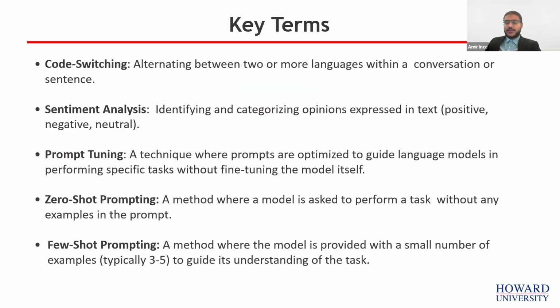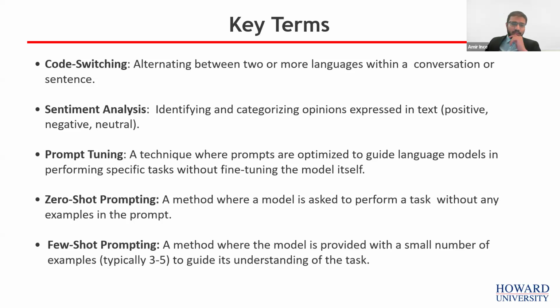Code switching is alternating between two or more languages within a conversation or sentence. Sentiment analysis is identifying and categorizing opinions expressed in text as positive, negative, or neutral. Prompt tuning is a technique where prompts fed to large language models are optimized to guide these models in performing specific tasks without fine-tuning the model itself. Zero-shot prompting is a prompting technique where the model is asked to perform a task without any examples in the prompt. We simply give the instruction to the model and expect it to perform the task.